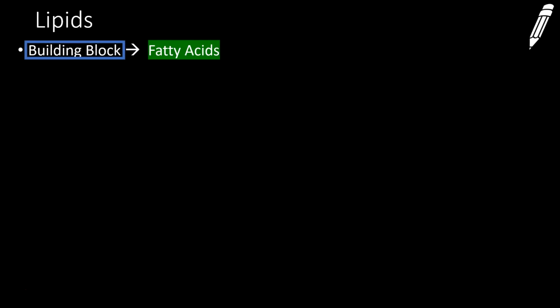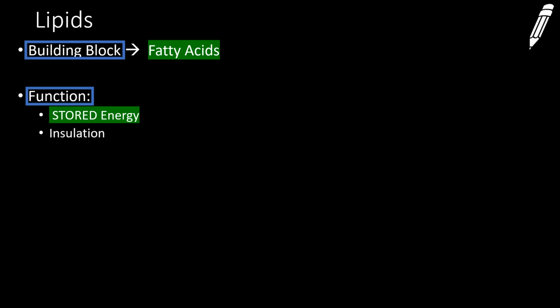The building block of lipids are called fatty acids, okay? The function or the purpose of the lipids, number one, just like I said, is stored energy. Carbohydrates were fast energy, okay? I want you to make that distinction between the two. Carbohydrates are fast, lipids are stored energy. It provides us insulation, so fat will actually surround some of our organs. You don't want too much fat, but there is some insulation for our organs, and it does keep us warm.